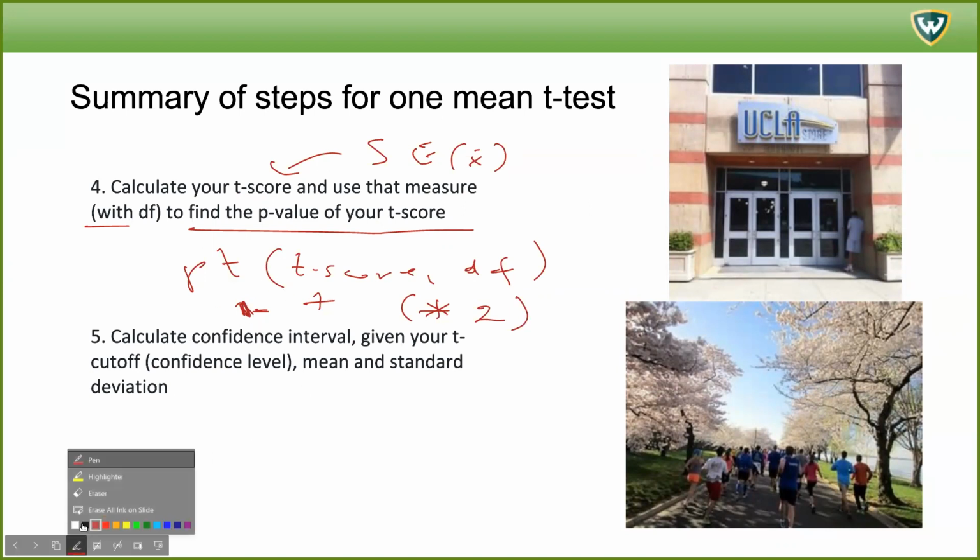Let's improve this here. If you have a positive t-score, you do 1 minus. And if you have a negative t-score, you don't need it. So that's the idea. And then calculate the confidence interval given your t cutoff, confidence level, mean, and standard deviation.